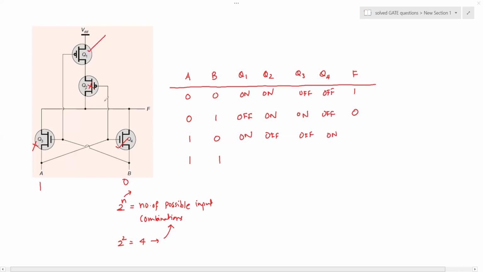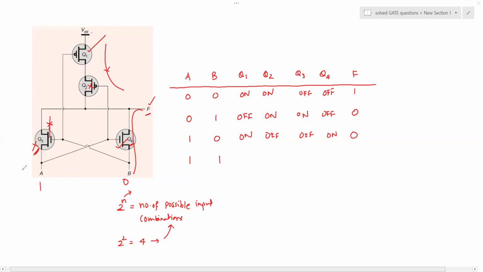And what comes to the output? Obviously there is no path for current to flow, therefore VDD is not appearing at F. However, here also there is no path for current to flow because this switch is off. But F gets connected, or 0 gets transferred, to F through Q4 because it is on. So we will see the logic here is 0.